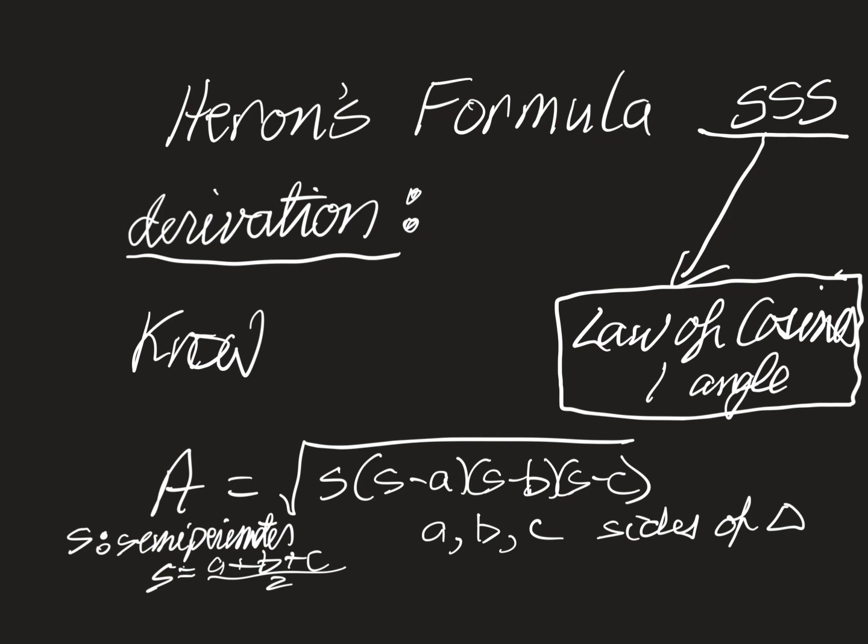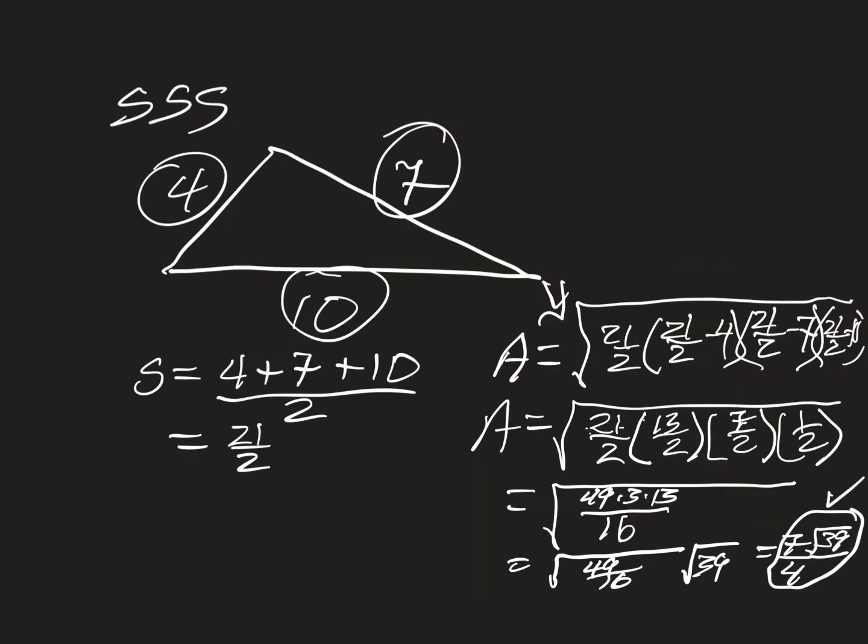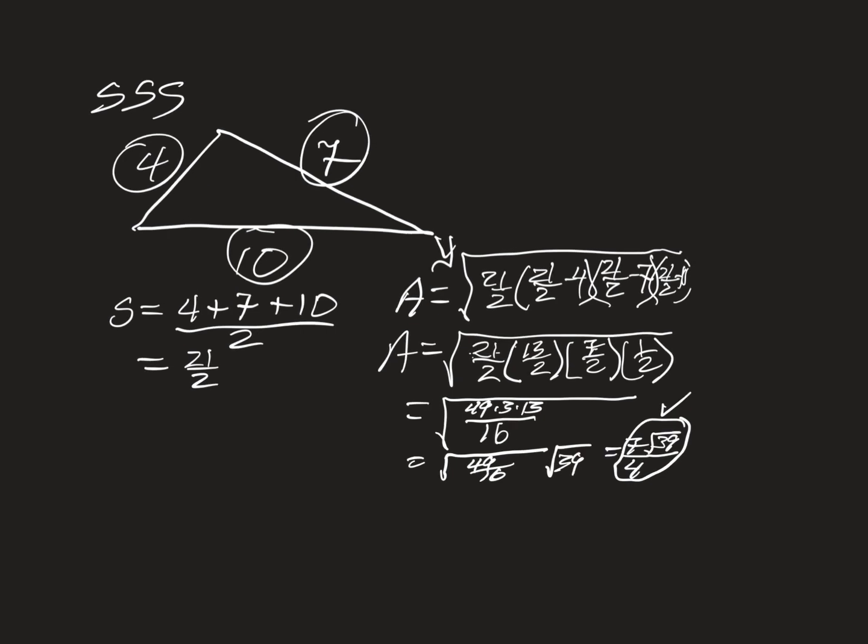Let's look at a problem. It turns out I didn't record this, but I wrote it all down, so let me do that. As I said before, Heron's formula is used in the case where you know all 3 sides. It's actually very easy to solve. You find the semi-perimeter, which means you add up all of the sides and divide it by 2. So I get 21 halves for that.